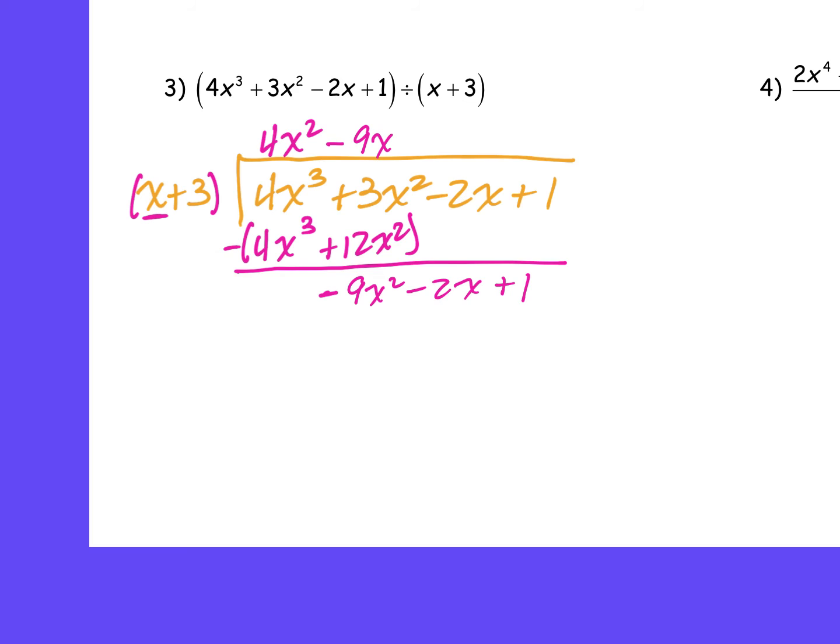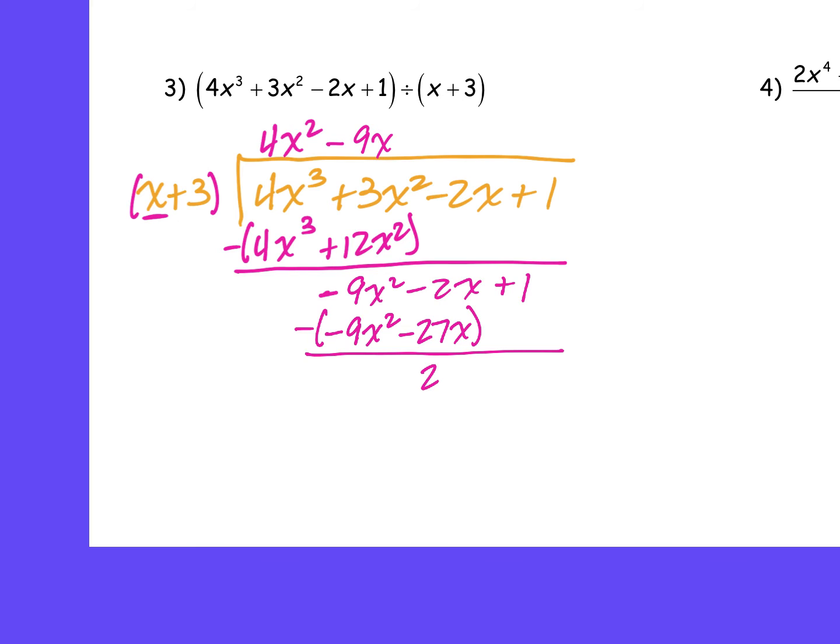And then I'm going to take that negative 9x and multiply it by everything. So negative 9x times x is negative 9x squared, and negative 9x times 3 is negative 27x. This is where most people mess up: they subtract the first one and don't subtract the second one. Make sure you subtract the whole thing.